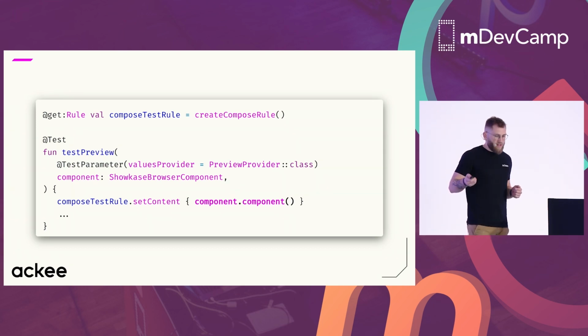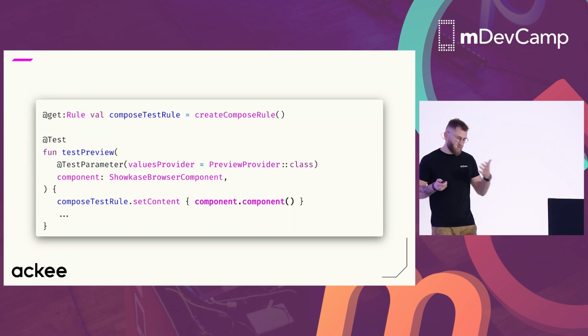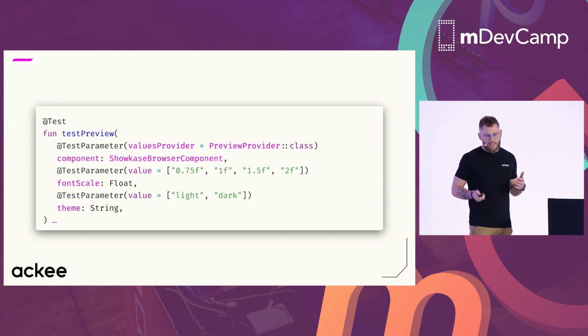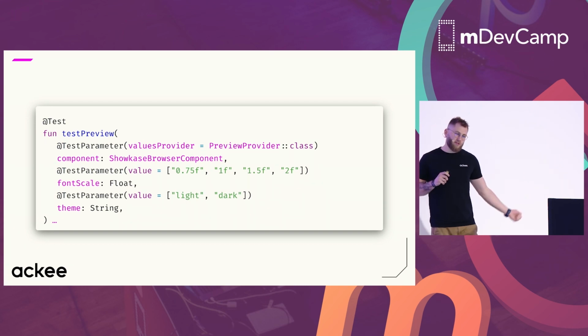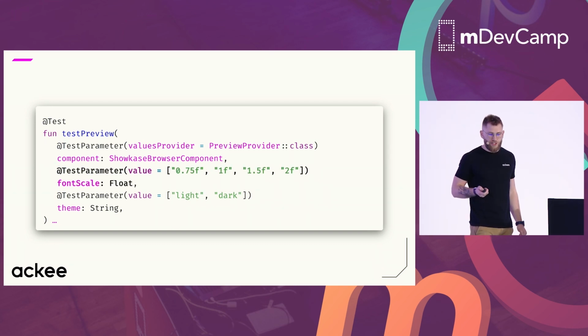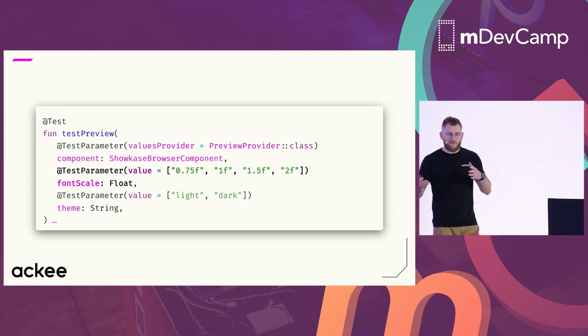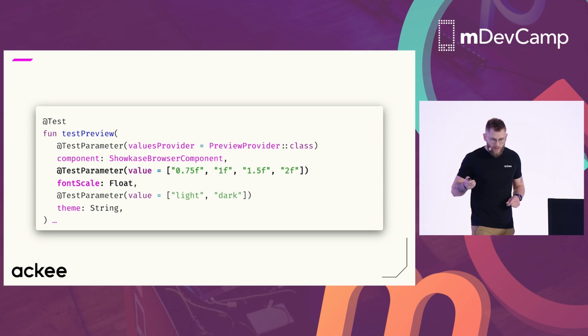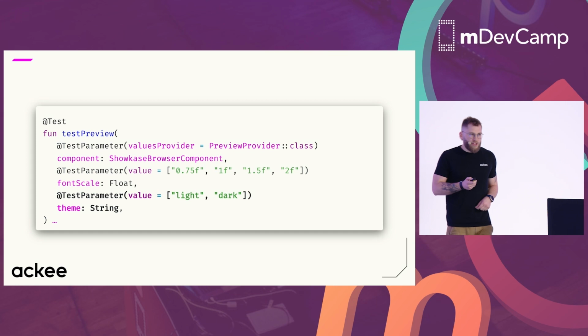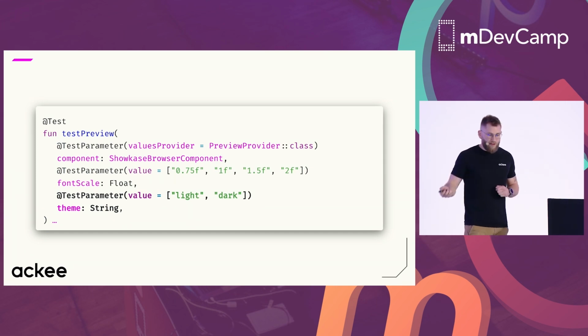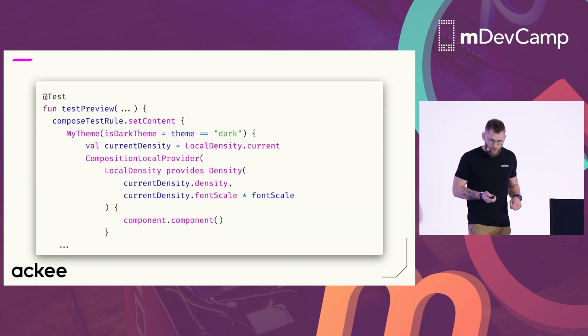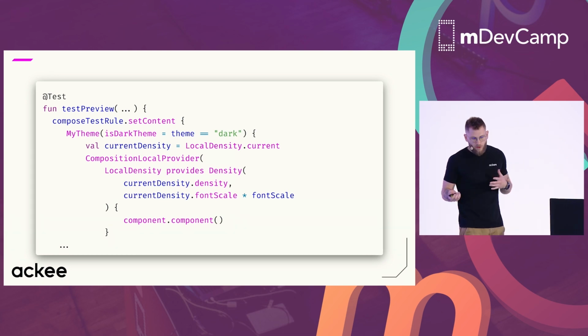But since we have introduced the parameterized tests, we can also expand it a little bit further, because as I was talking earlier, we can also generate the screenshots for different configurations. So for example, I can generate my screenshots with a different font scale, so I can see if the text scales correctly in, for example, my buttons. And I can also generate the screenshots in a light or dark theme. So I need to add a little bit of code for this to work, of course.